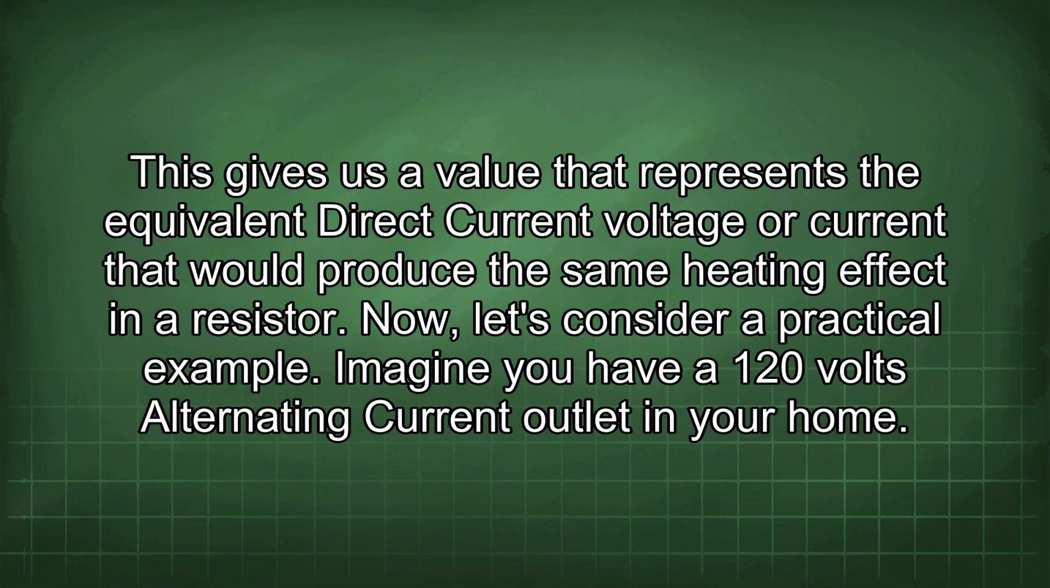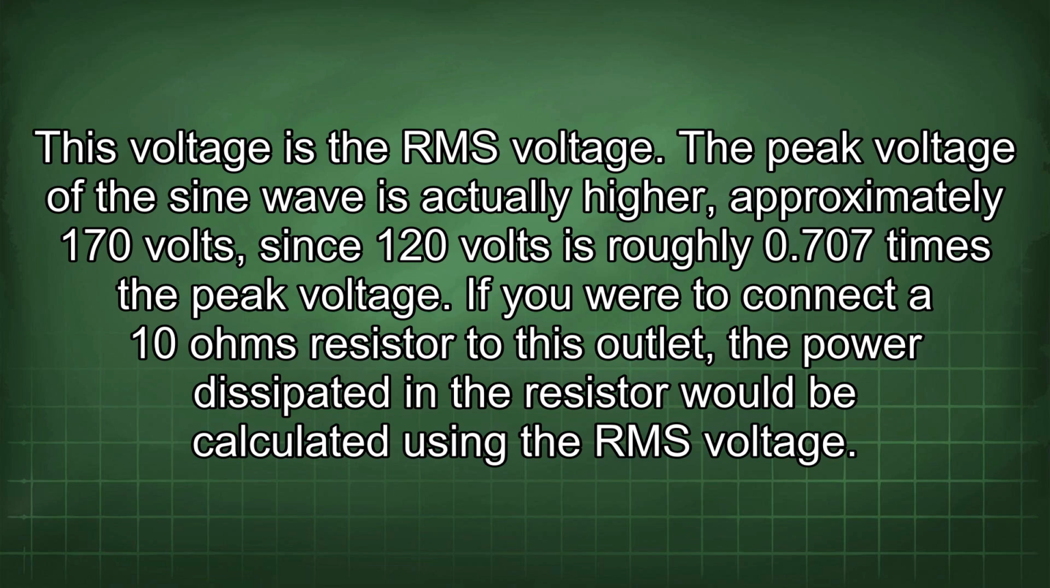This gives us a value that represents the equivalent direct current voltage or current that would produce the same heating effect in a resistor. Now let's consider a practical example. Imagine you have a 120 volts alternating current outlet in your home. This voltage is the RMS voltage. The peak voltage of the sine wave is actually higher, approximately 170 volts, since 120 volts is roughly 0.707 times the peak voltage.